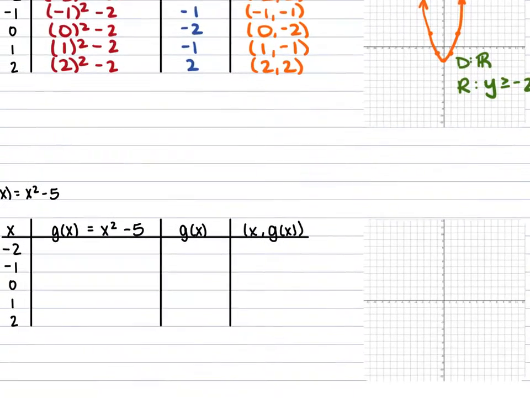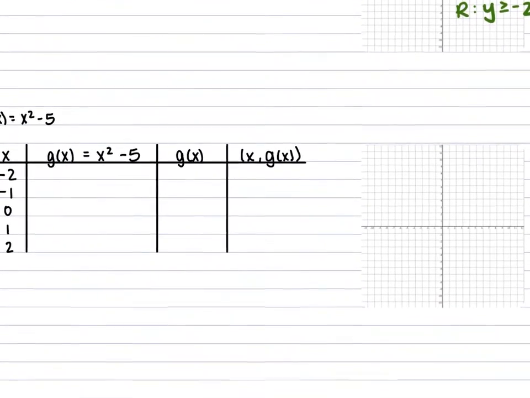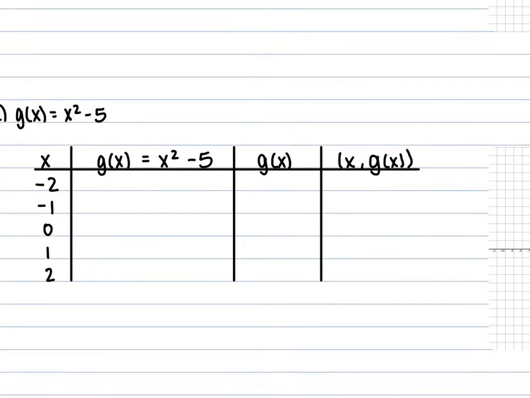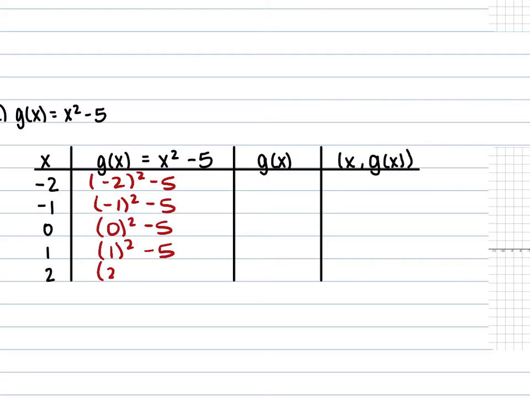For example 2, we're given g of x is equal to x squared minus 5. I choose values of negative 2, negative 1, 0, 1, and 2. This minus 5 after that x squared just means that we're going to start at 0, negative 5. That's what our vertex is going to be. If we plug in these values, we'll have negative 2 squared minus 5, negative 1 squared minus 5, 0 squared minus 5, positive 1 squared minus 5, and positive 2 squared minus 5.